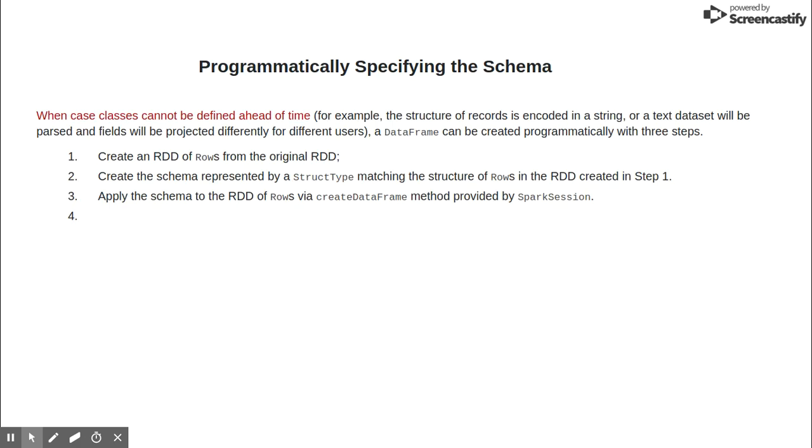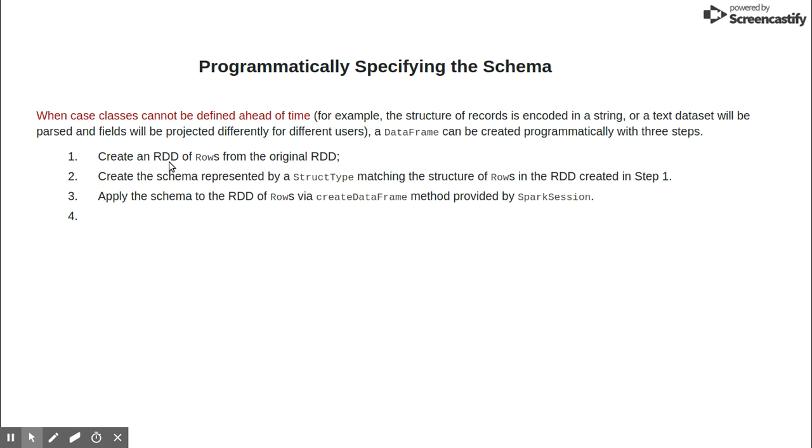Now, programmatically specifying the schema. When case classes cannot be defined ahead of time, meaning you are not aware of the schema, for example, the structure of the record is encoded in a string, or a text dataset will be parsed and fields will be projected dynamically for different users. Let's say your data is coming from one file and your schema is coming from a different file, then a data frame can be created programmatically with three steps.